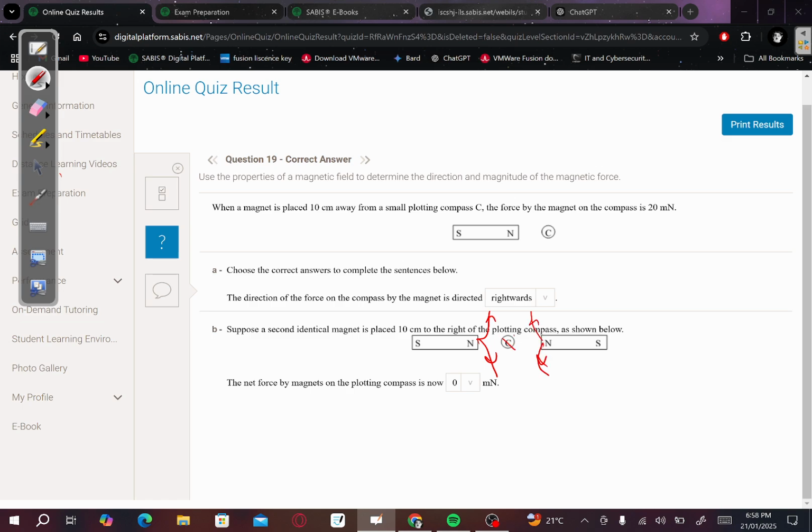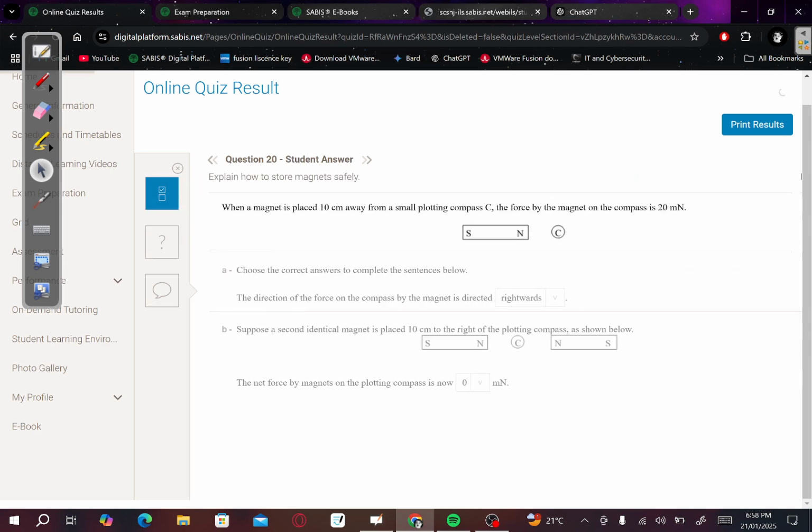Right? Here is a neutral point. There is no force. Nothing is being applied here. There's nothing. This is the neutral point, which means there's zero magnetic force. So the net force is going to be 0.